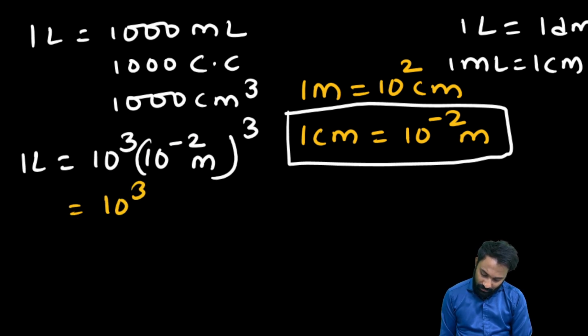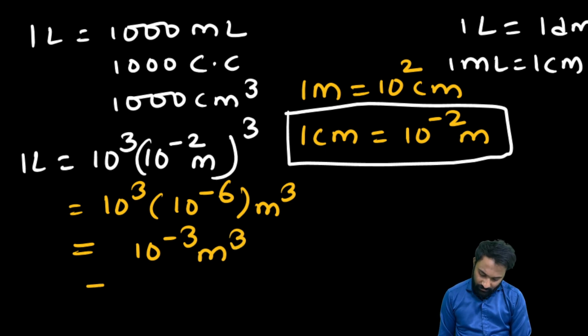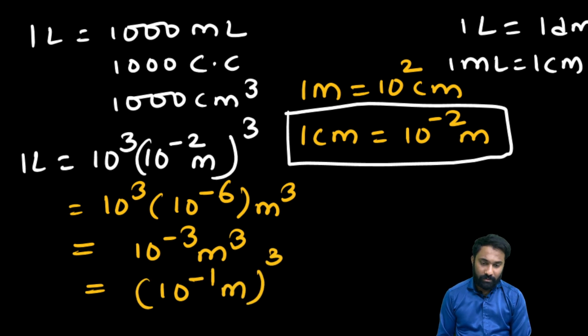10 to the power 3 into 10 to the power minus 6 meter cube. Then this will become 10 to the power minus 3 meter cube. Then can I write this as 10 to the power minus 1 meter whole cube?